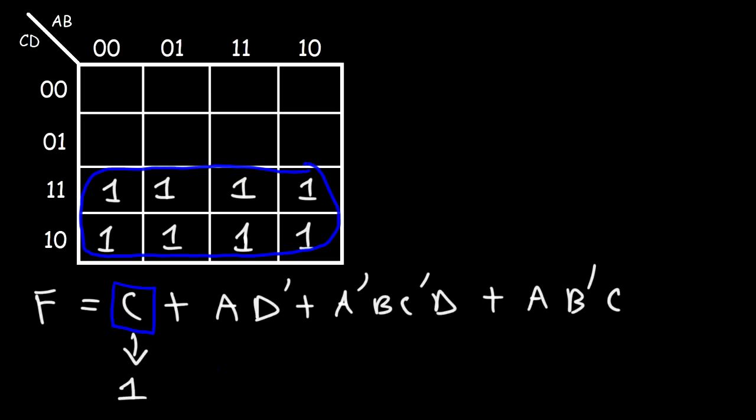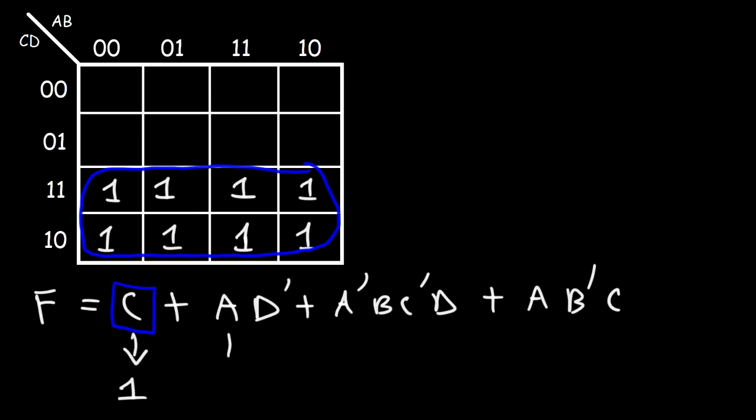Notice that when we have just a term with 1 variable, we're going to get 8 ones. For a term with 2 variables, we're going to get 4 ones. For a term with 3 variables, we're going to get 2 ones. And for a term with 4 variables, we're only going to get 1 1.